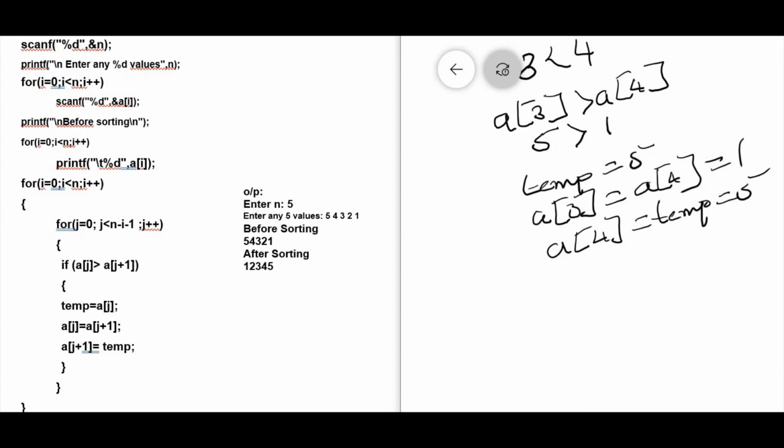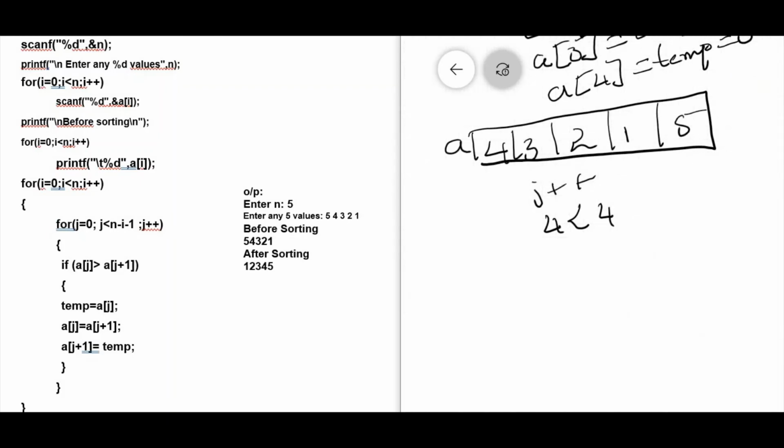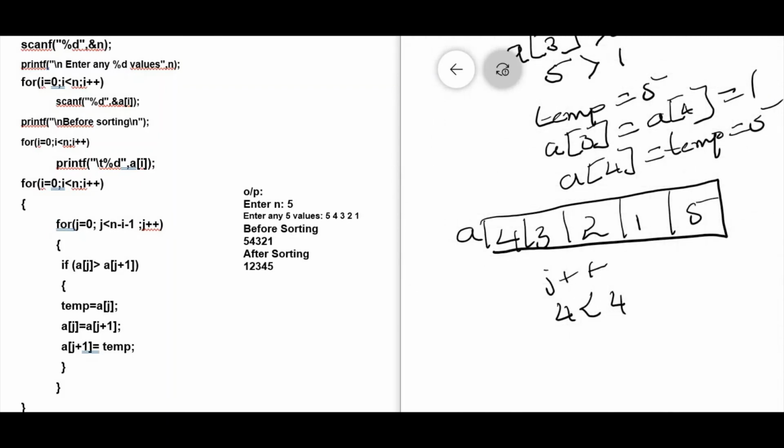By the end of this iteration, what will be the content of the array? The content of the array will become 4, 3, 2, 1 and 5. Right. So now when j gets incremented, the j value becomes 4. Is 4 less than 4? No, it is false. So it will come out of the inner for loop, that is for j equal to 0, j less than n minus i minus 1. Right. But the outer for loop, i was 0.